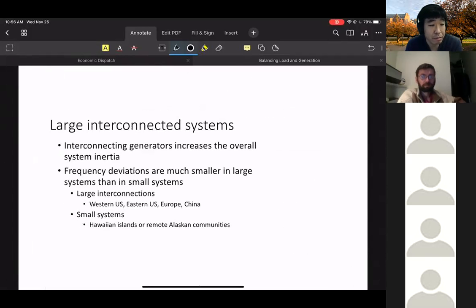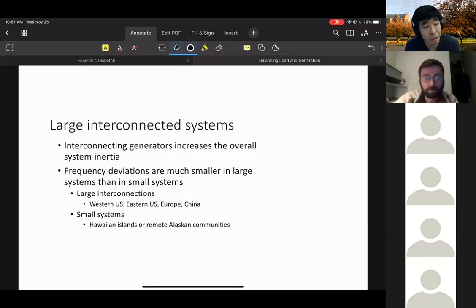A large system basically has more inertia, right? Just larger. So the frequency deviations are typically much smaller in a large system. Right? So you have Western US, Eastern US, Europe, China. These are huge systems, and the frequency deviation is typically smaller. But also you're more sensitive to frequency deviations. Whereas in smaller systems, in Hawaii or some very remote areas, you tend to see larger frequency deviations. Because you don't have that much inertia, you see larger deviations.